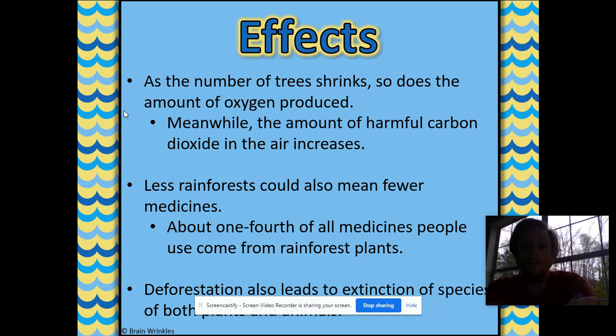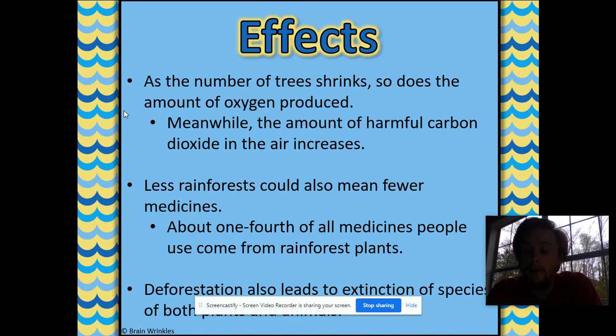Your second bullet point is the second main bullet point on the slide. So the second thing you need to write down is less rainforest could also mean fewer medicines. We talked about that when we did the debate about the Amazon rainforest last year, about how a lot of the plants and things like that are used for modern medicines. So if you cut down all the rainforest, that's then less medications that we have.